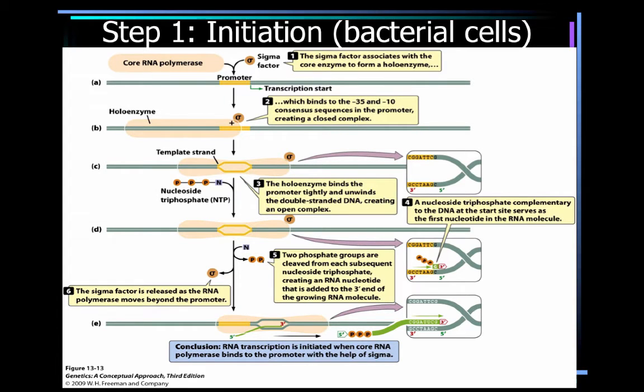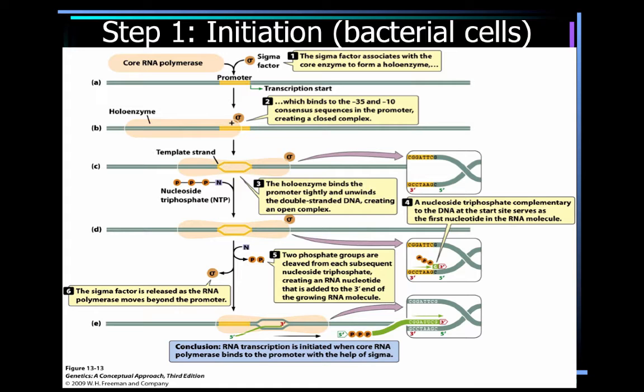So if we look just very briefly at initiation, in bacterial cells it has a multi-step process. If we look at the top of this figure here, we have a sigma factor that is going to associate with the core enzyme on that template DNA strand. And that core enzyme and the sigma factor together are going to form what we call a holoenzyme.